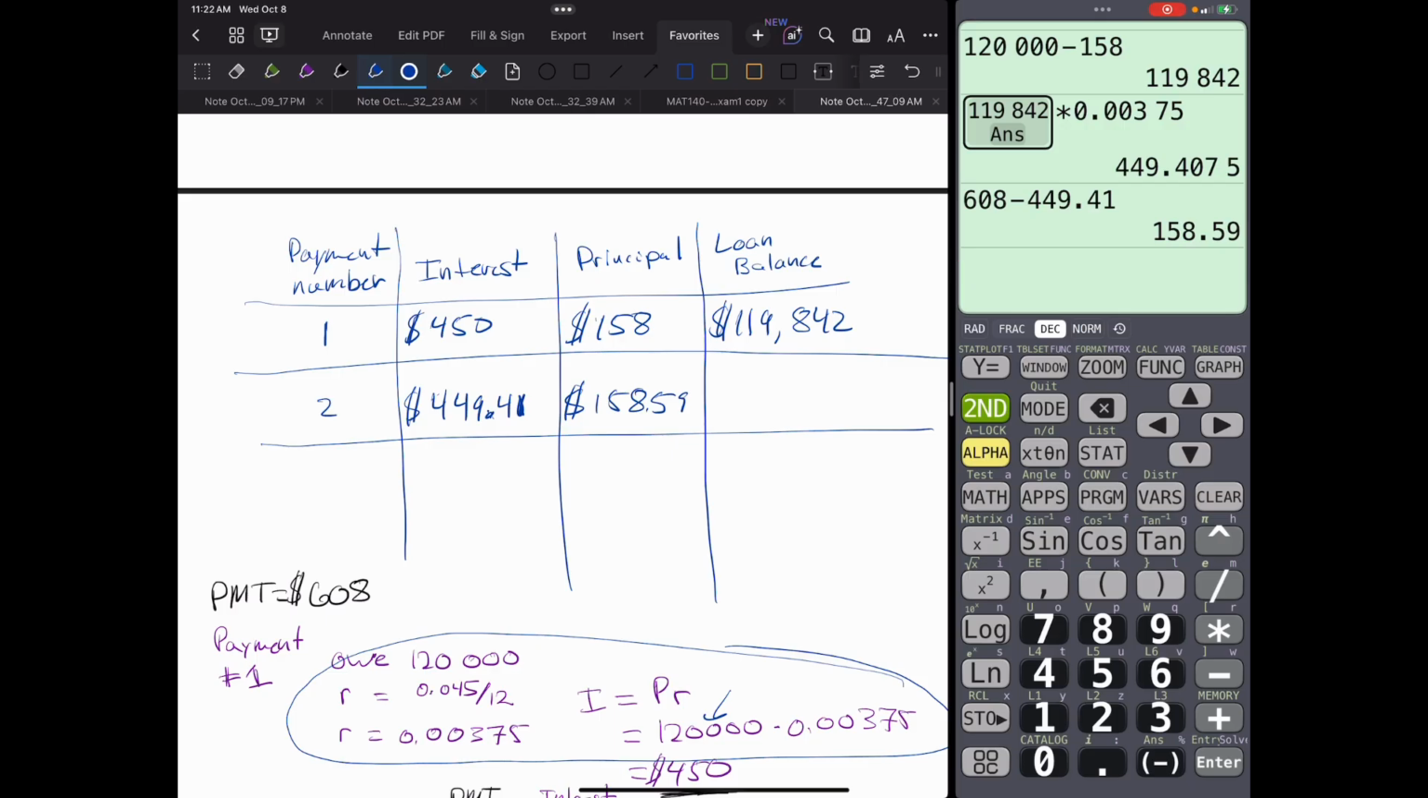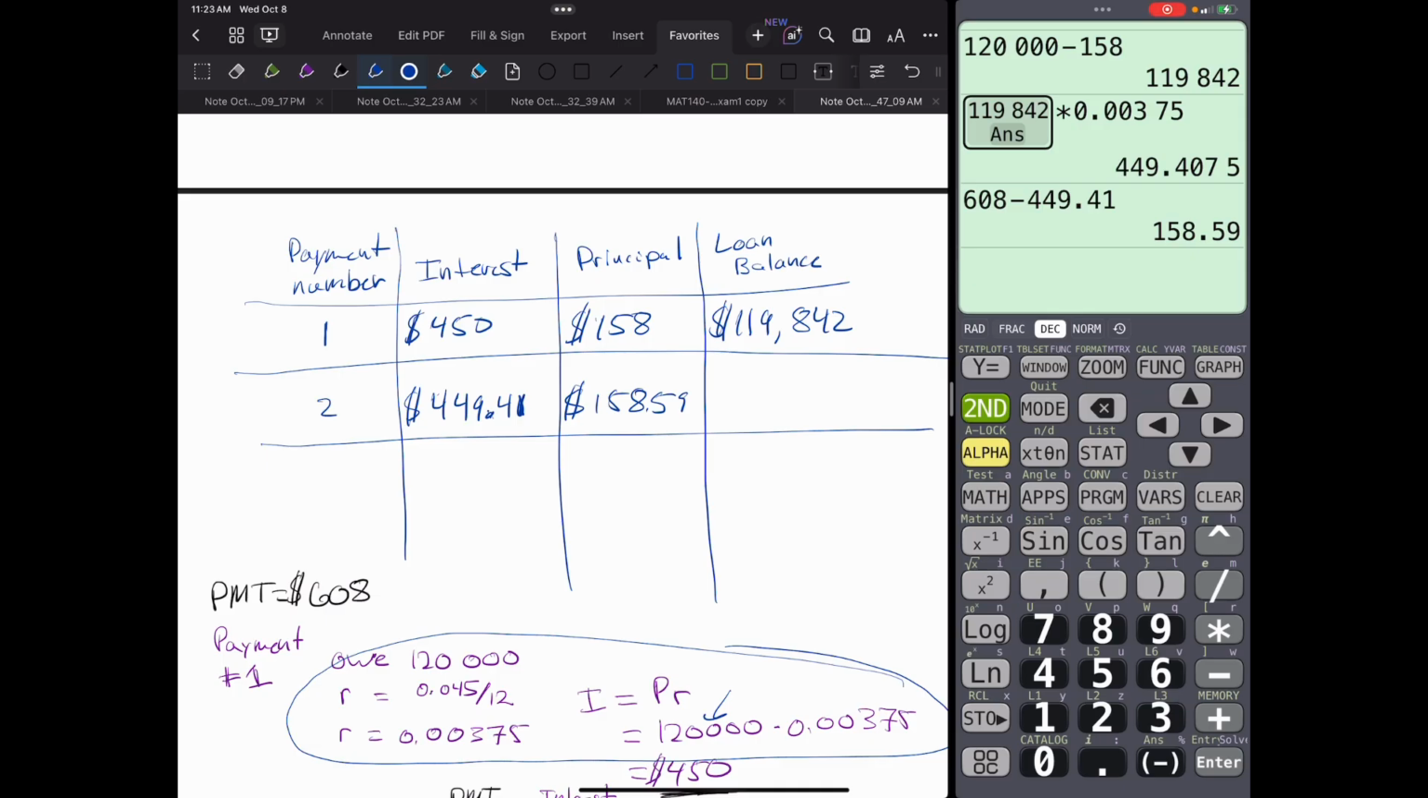You also notice that if I add those two together, I get 608, which is my payment, right? Good. Partially because that's the subtraction I did to get it. But the other thing is that that's my payment. It should be the same every month, right? For a fixed interest rate like this.